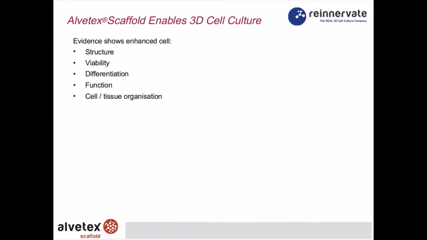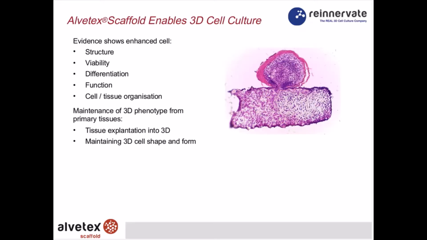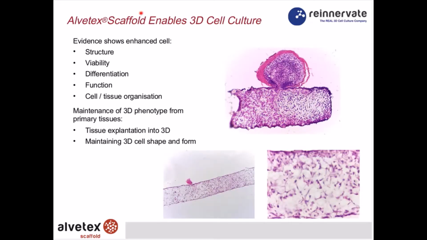So the evidence I've shown you shows that the growth of cells in Alvetex in 3D culture influences their structure, function, viability, differentiation, and organization. Interestingly, Alvetex can be used in other ways. So here's an example of taking primary tissue and putting it on the surface of the scaffold, and the cells flow into the scaffold. We can see them now maintained in 3D, so they never encounter a two-dimensional environment.